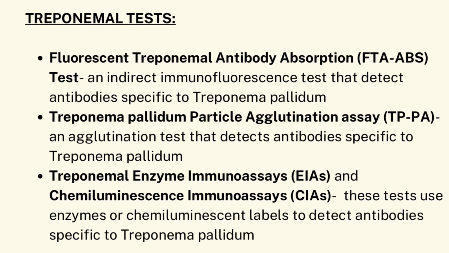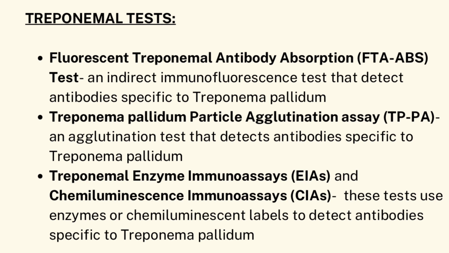Treponemal test. Fluorescent treponemal antibody absorption test. This is an indirect immunofluorescence test that detects antibodies specific to Treponema pallidum. This test is performed in such a way that the patient's serum is applied to a slide containing fixed and stained Treponema pallidum antigens. If antibodies to Treponema pallidum are present, they will bind to the antigens and the slide is examined under a fluorescence microscope. This test is more specific than non-treponemal test.